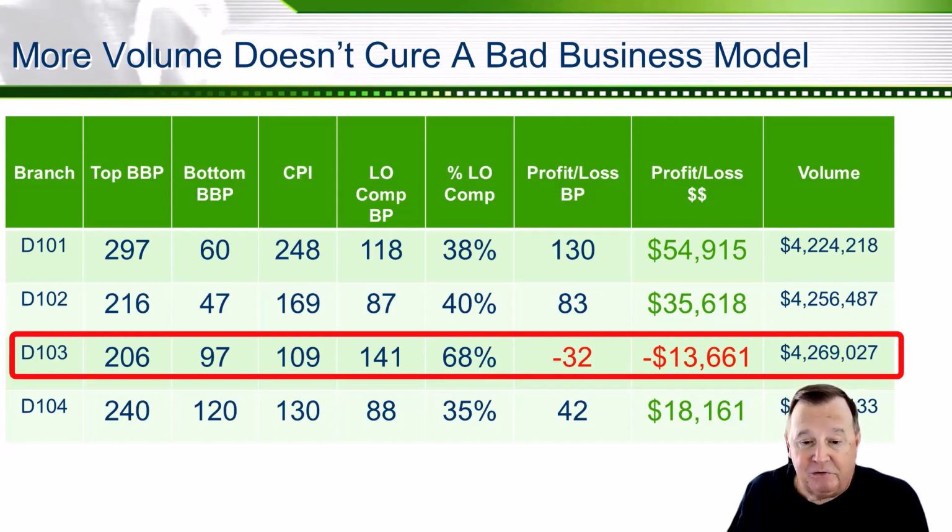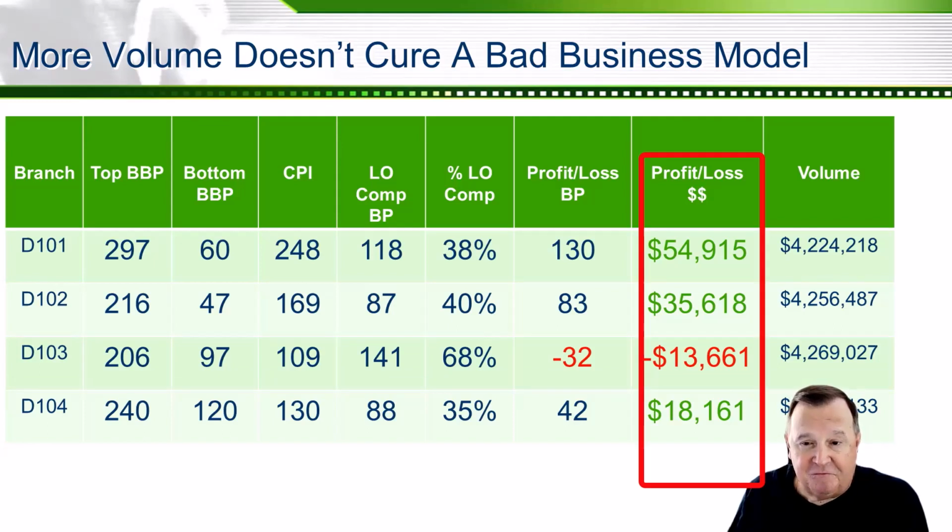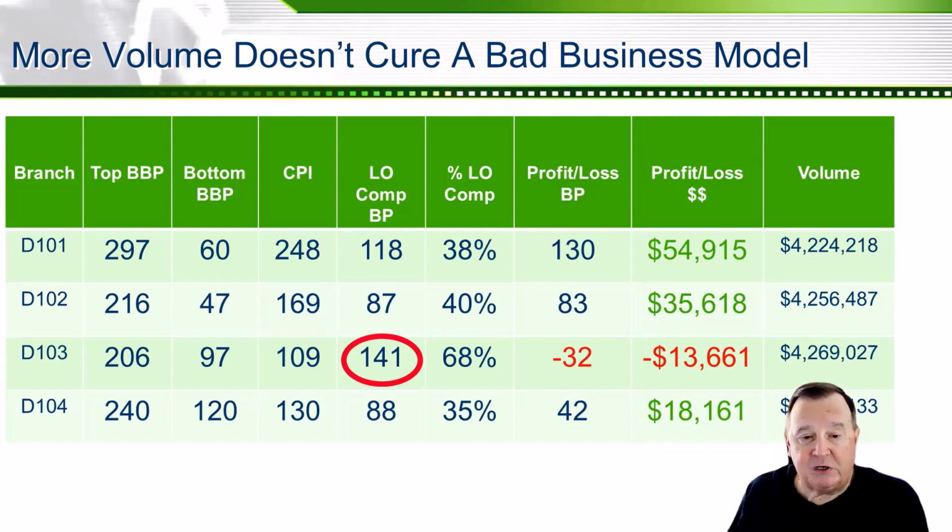$13,661. And when you compare this to the others, this branch made $54,000, this branch made $35,000, this branch made $18,000. This branch lost $13,000. Now, is 141 basis points too much to pay for comp? It's your call. I don't know your market. I don't know your situation, but ultimately you cannot pay out 141 basis points at 206 basis points in revenue. This is my first indication. When I see this number as high as it is, the 68%, it's my first indication that loan officers are discounting the rate sheet.